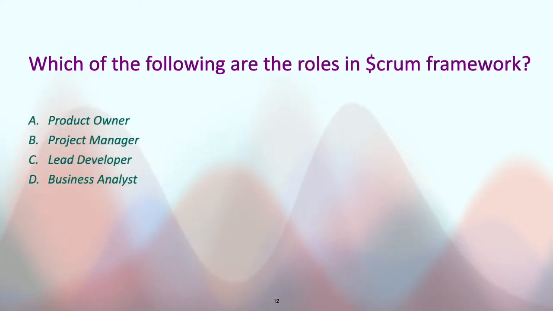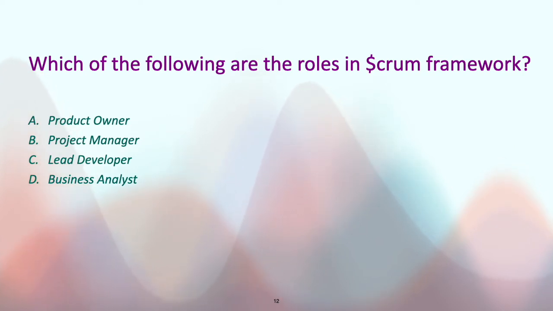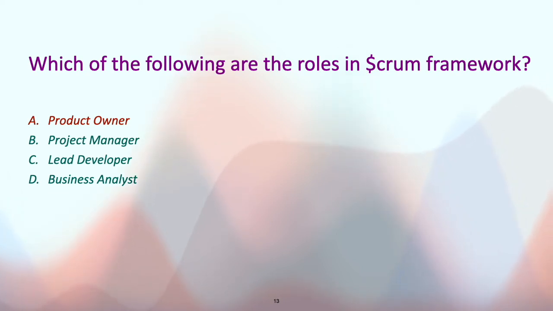Which of the following are the roles in a Scrum framework? Obviously, in a Scrum framework, we have a different set of roles, so we can eliminate as we read out, right? Product owner, yes, it is there. Project manager, lead developer, business analyst. I haven't heard of these three roles in a Scrum framework. So the right answer should be the first one, which is product owner. There could be other roles as well, I'm sure you would be aware. One is the Scrum Master itself, and then the development team. So out of these four options, this one is the correct one.